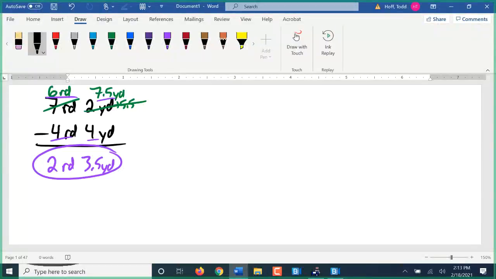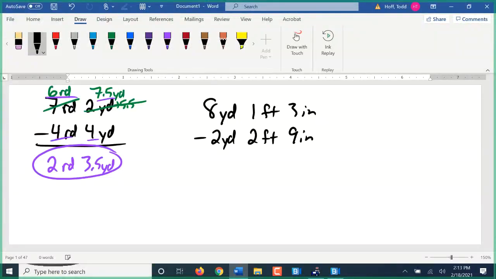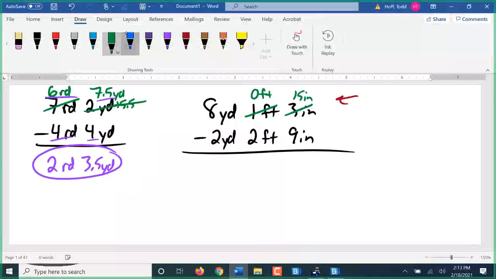We might have our triple units. 8 yards, 1 foot, 3 inches, minus 2 yards, 2 feet, 9 inches. We will start on the right and work our way back to the left. We'll do 3 minus 9. Can't be done, so we're going to have to borrow from the 1 foot. It becomes 0 feet. Now that 1 foot contains 12 inches, so this is 15 inches now. 15 inches minus 9 inches is 6 inches.